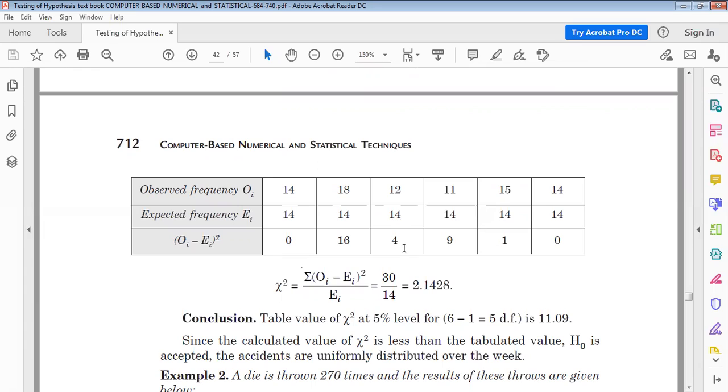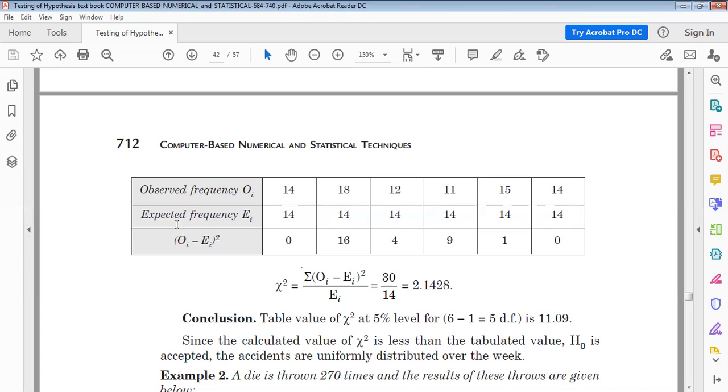Minus 2, minus 2 whole square what? 4. 11 minus 14 equals what? Minus 3, right? Minus 3 whole square what? 9. 15 minus 14 what? 1. 1 square means 1. 14 minus 14 equals 0. 0 whole square means what?